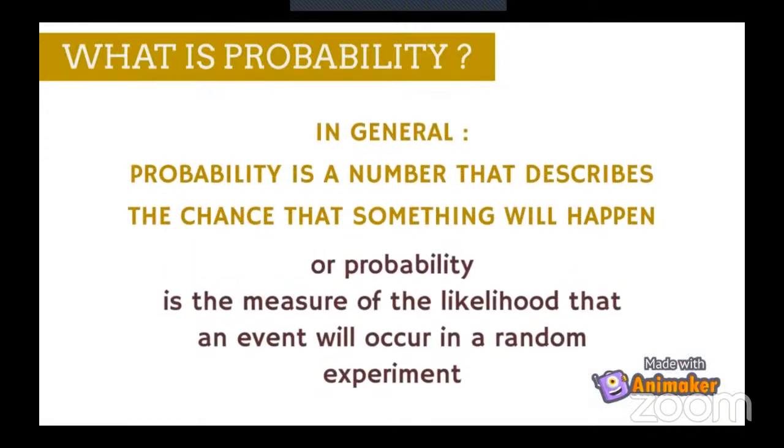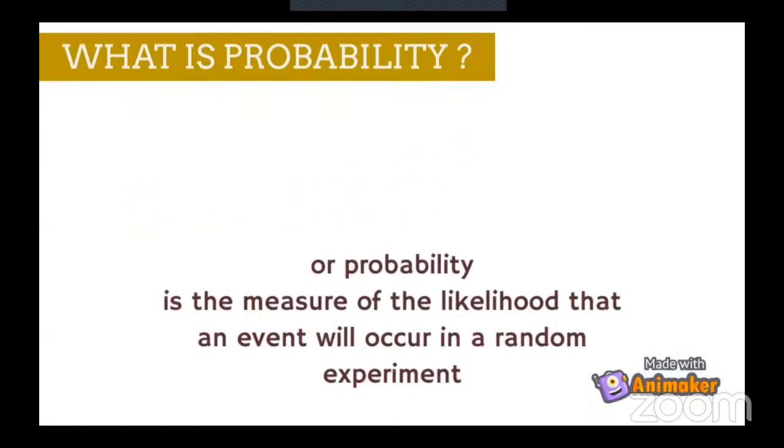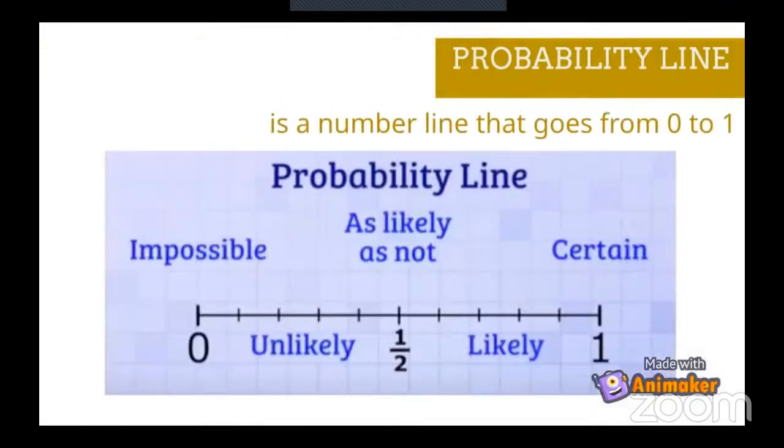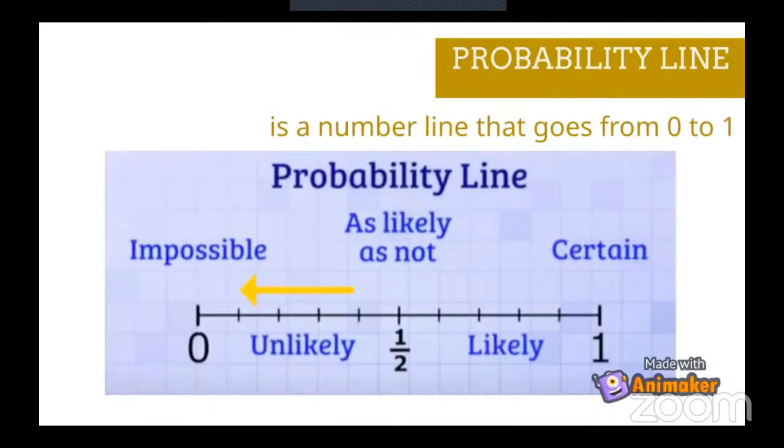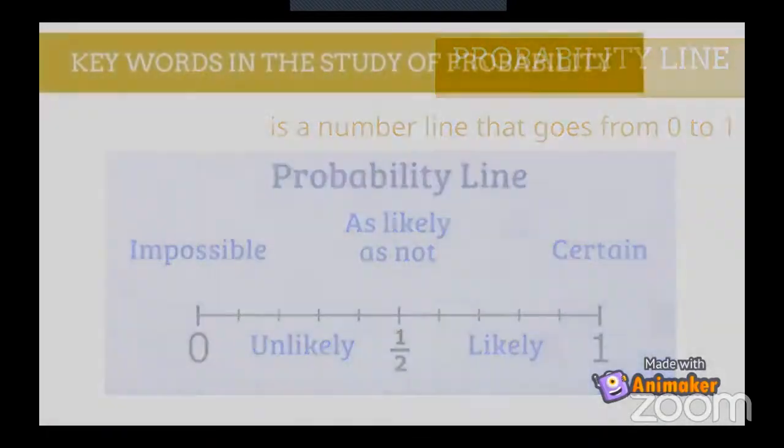What is probability? In general, probability is a number that describes the chance that something will happen. Probability is the measure of the likelihood that an event will occur in a random experiment. The probability line is a number line that goes from 0 to 1. The closer a probability is to 0, the more unlikely the event is to happen. The closer the probability is to 1, the more likely the event is to happen.